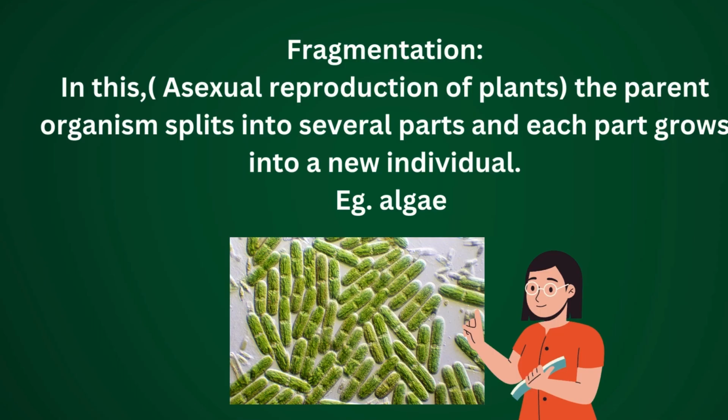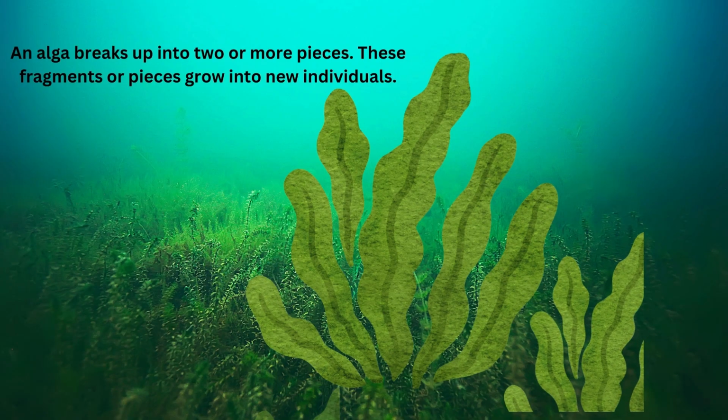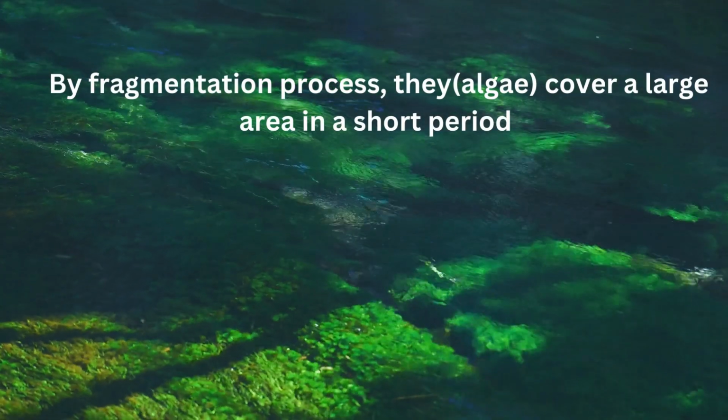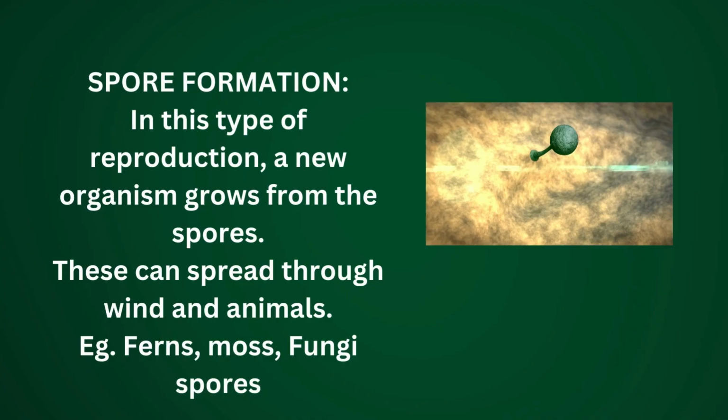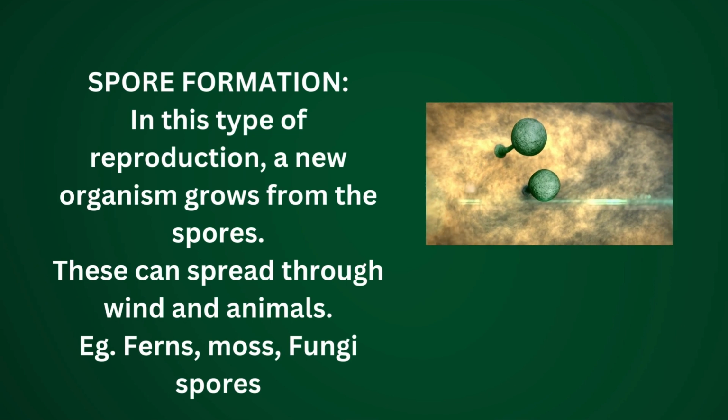Fragmentation. In this asexual reproduction, the parent organism splits into several parts and each part grows into a new individual. Example: algae. An alga breaks up into two or more pieces. These fragments or pieces grow into new individuals. By the fragmentation process, the algae cover large areas in a short period.